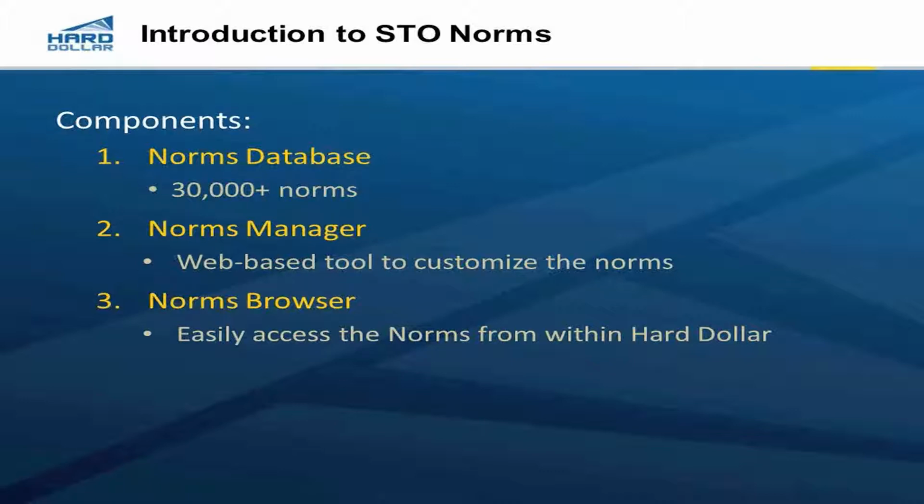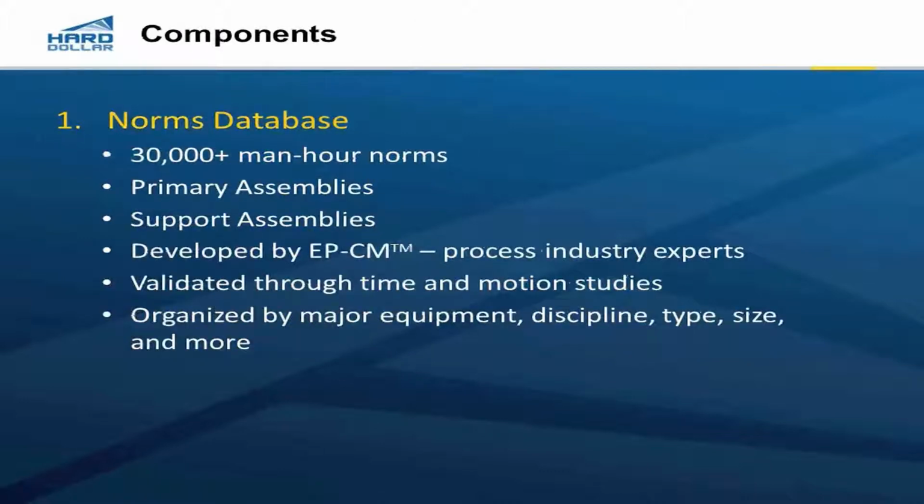The second component is what we call the norms manager, a web-based tool that allows you to customize those norms outside of $. We'll talk a little more about that as we go. And lastly, and probably the most important piece, is the norms browser, which provides access to that norms data from inside of your $ estimates. So we can create an estimate in $ by pulling items and norms out of that database into the estimate. Let's expand on each one of those.